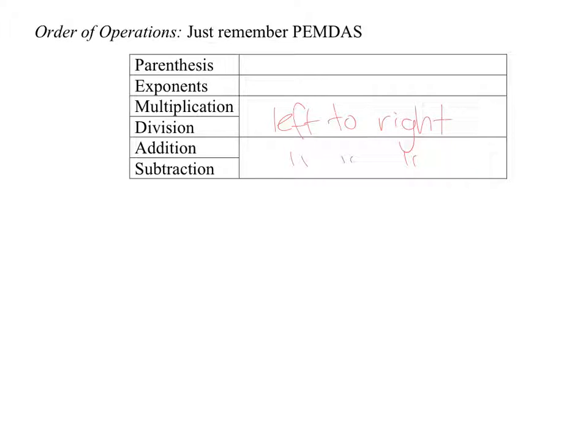Okay, so left to right for both of those. What does that mean? Hannah, you had a hand up too, right? So what does left to right mean? That means when you're reading it, you want to do either multiplication or division first, depending on which comes first. Yeah, depending on which one appears first, right?